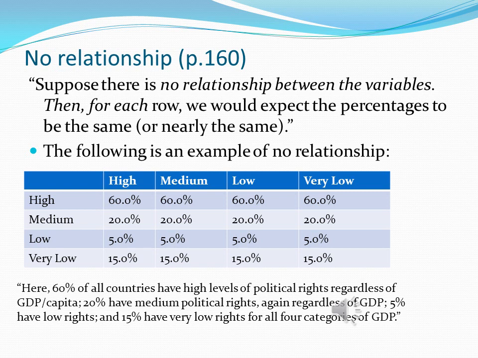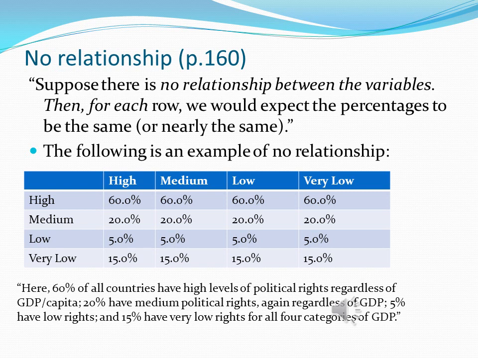The low row, working across the columns, low row to high column is 5%, low row to medium column is 5%, low row to low column is 5%, and low row to very low column is 5%. Very low row to high column is 15%. Notice when you look across, it's all 15% for this.